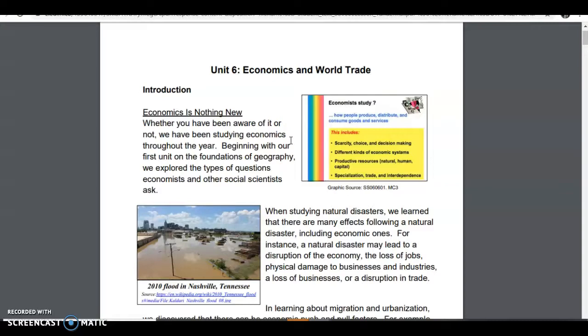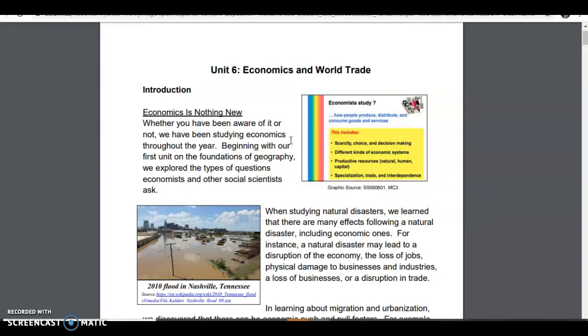We discussed heavily how humans interact with the environment. We also talked about place, region, location. We also talked about and did projects in which we were able to identify the 5 themes of geography for our own state. And don't forget region.